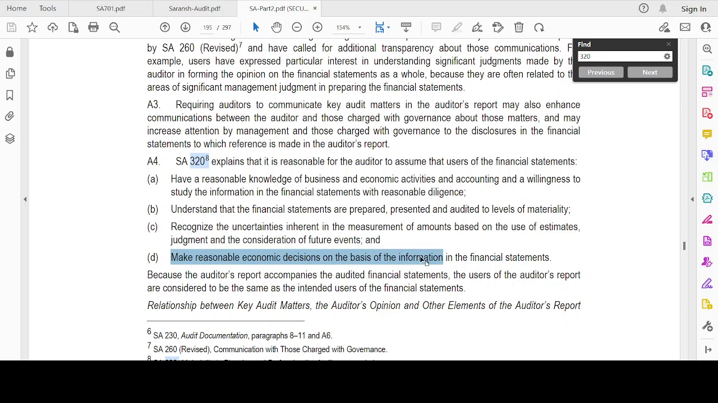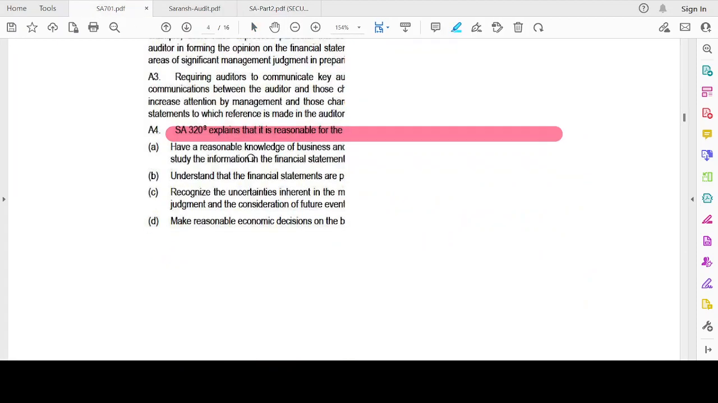See, who is considered to be a user of financial statements? Those who have a reasonable knowledge of the business and economic activities and accounting, and understand the financial statements, and recognize the uncertainties inherent in the business, and make reasonable economic decisions on the basis of information available. Those would be known as users of the financial statements.